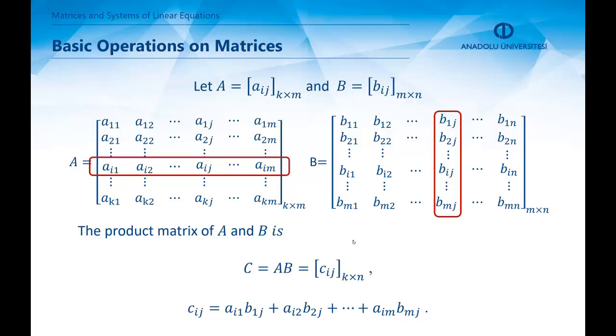How do I find, let's say, C12? Then I have to start with, again, the first row of A, but then the second column of B. If I want C13, I have to start with the first row of A, but this time the third column of B. And I can continue this process to find the whole of the matrix C. So Cij is given as Ai1 times B1j plus Ai2 times B2j, and so on and so forth, as you can see on the screen.